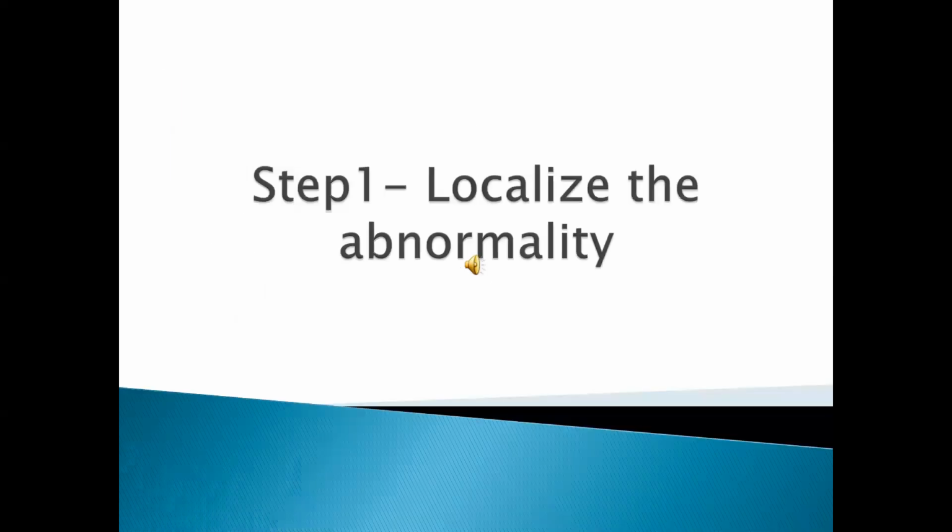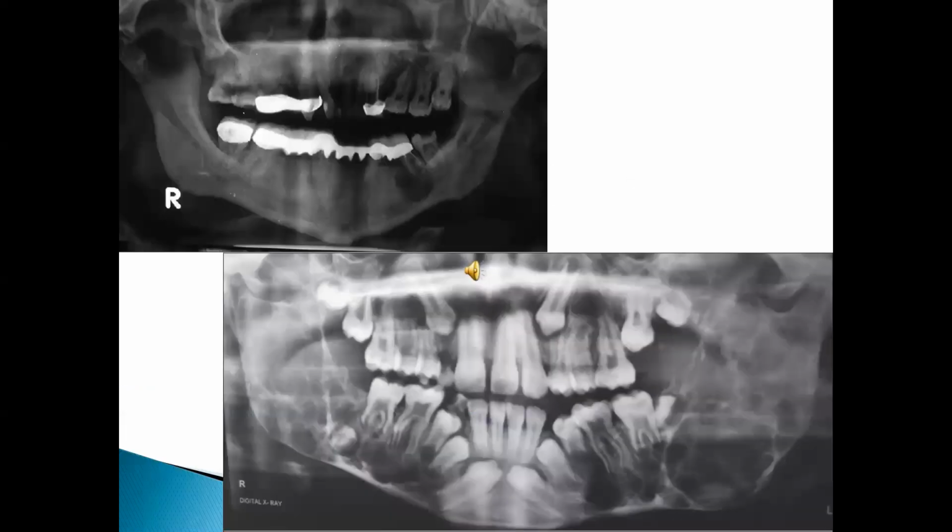Now let us study the first step, that is localization of the abnormality. Now here you see two OPGs. The first OPG, on the left side of the mandible, you can see a lesion which is localized to that area only. In the second OPG, you can see lesions extending from the ramus and the condyle of one side to the ramus and the condyle of the other side. More details of this is described in the next slide.